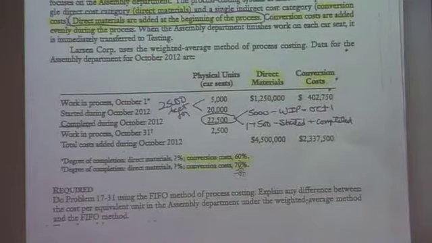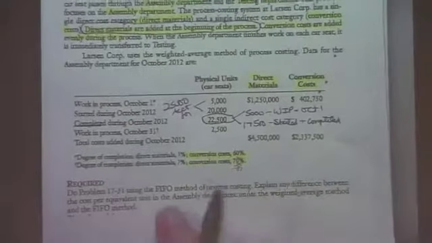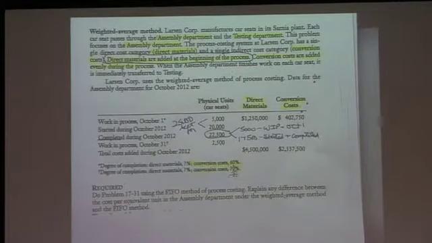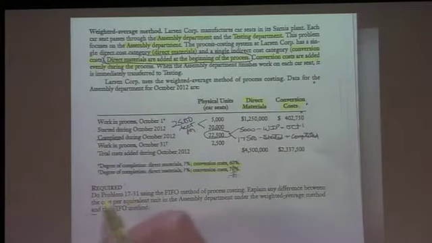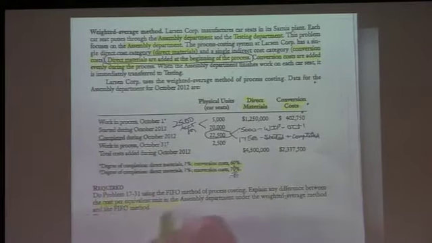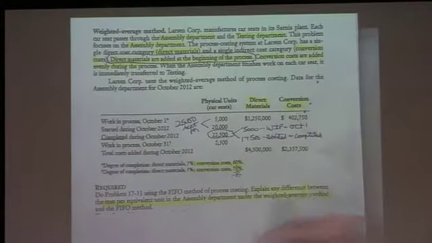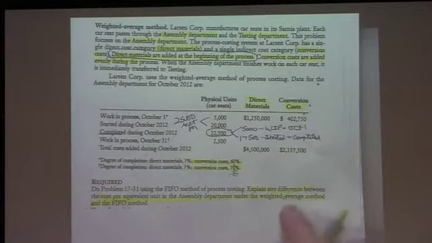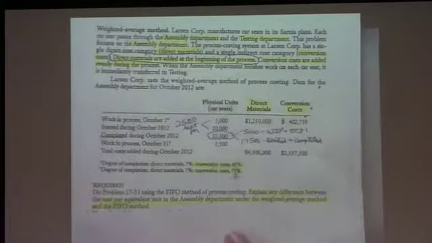So let's actually do this question. They're asking us to do it on a FIFO basis, but they're also asking us to make some comparison as to why the costs differ between weighted average and FIFO. And the weighted average was the previous video. Okay, so why don't we do the FIFO method here?